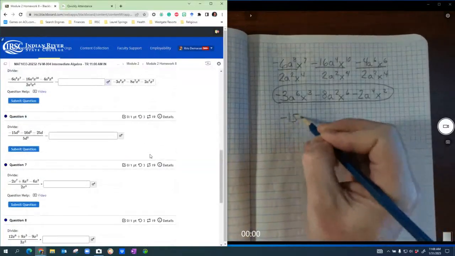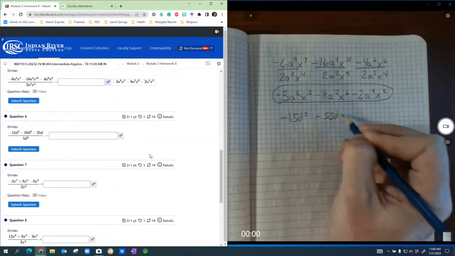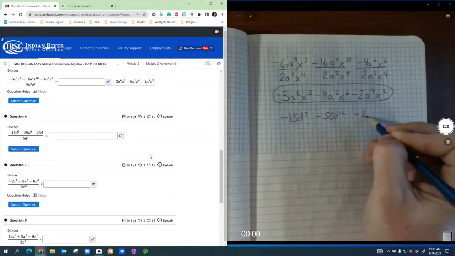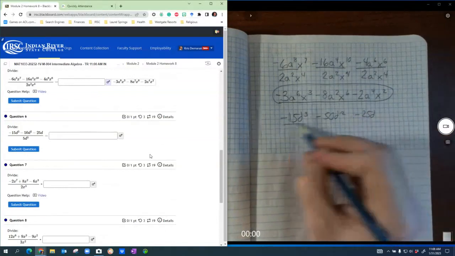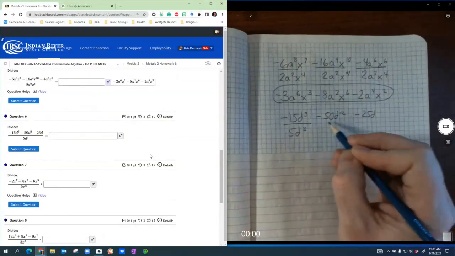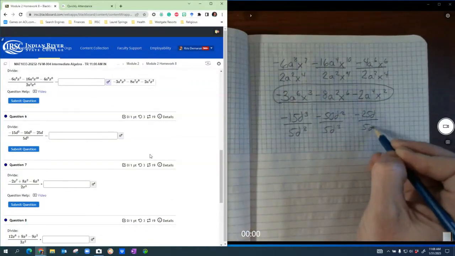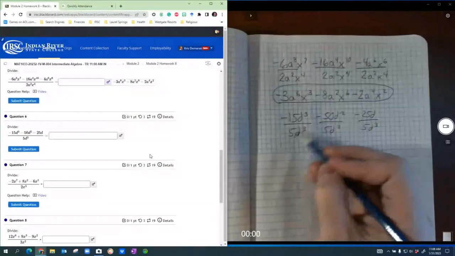It's negative 15c to the third minus 50c to the second minus 25c, and then you have 5b to the third in each denominator. This will take this out.